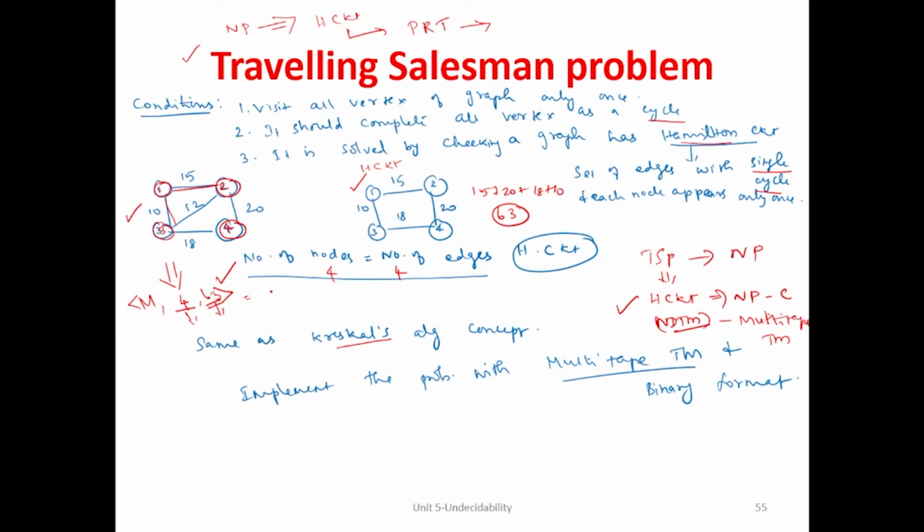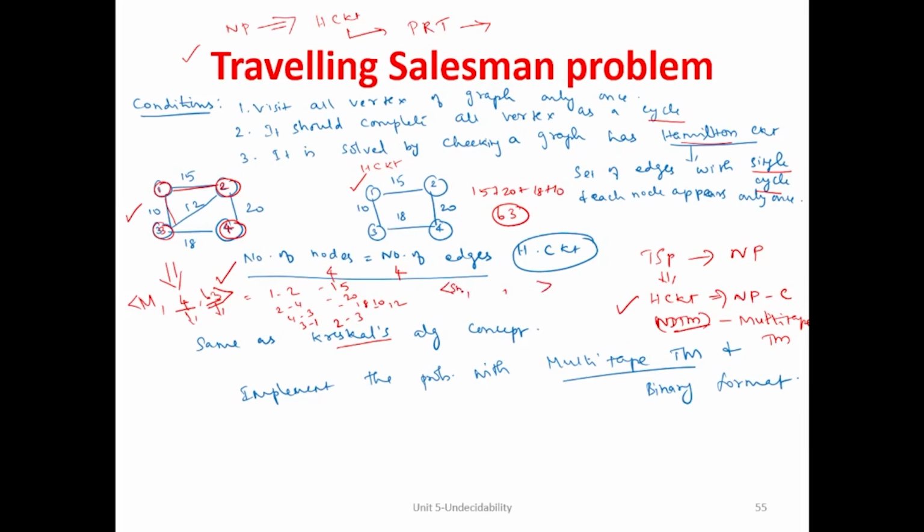The possible paths are 1 to 2, 2 to 4, 4 to 3, 3 to 1 and 2 to 3. There are 5 edges available and their corresponding distances: 15, 20, 18, 10 and 12. All these values are separated with a single separator, so in total 3 parameter values are available.